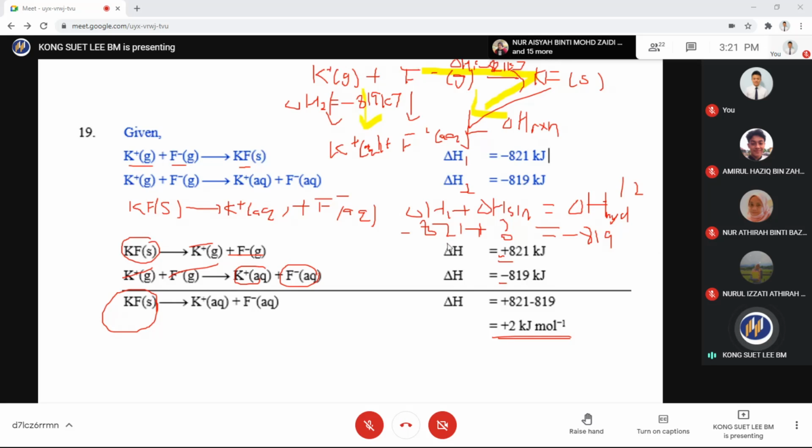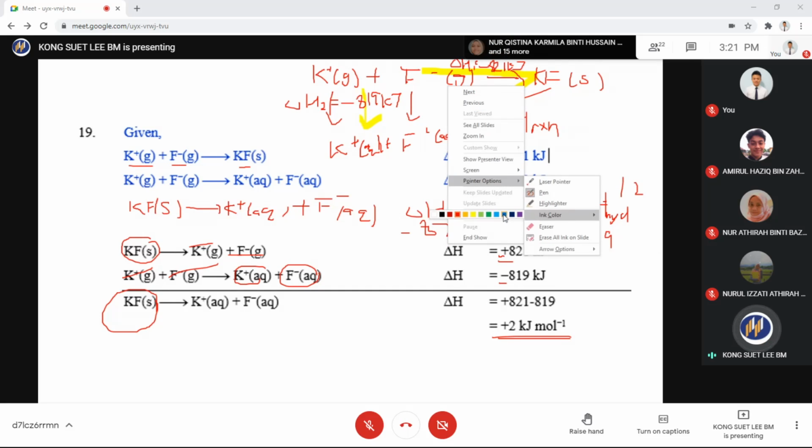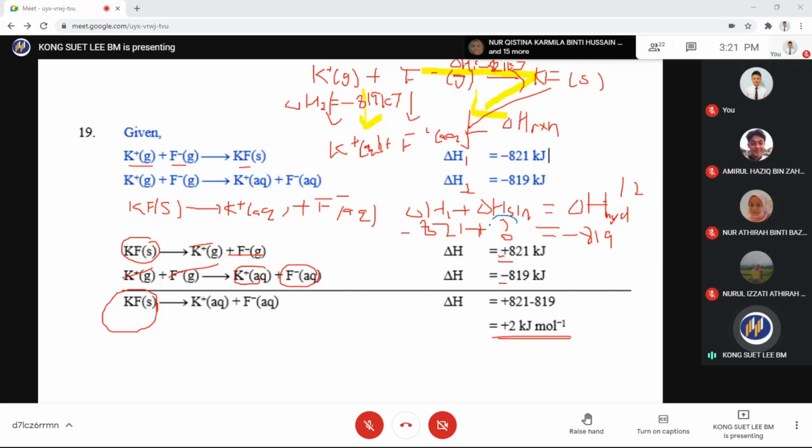Okay, my question is here. I dah sampai sini dah. Sekarang kalau I nak cari ni, I want to find this one. So I need to move over here. Here is negative sign. After I move to here is plus 821. That's why my answer is still the same. Positive 2 kilojoule per mole. Okay, positive 2 kilojoule per mole.